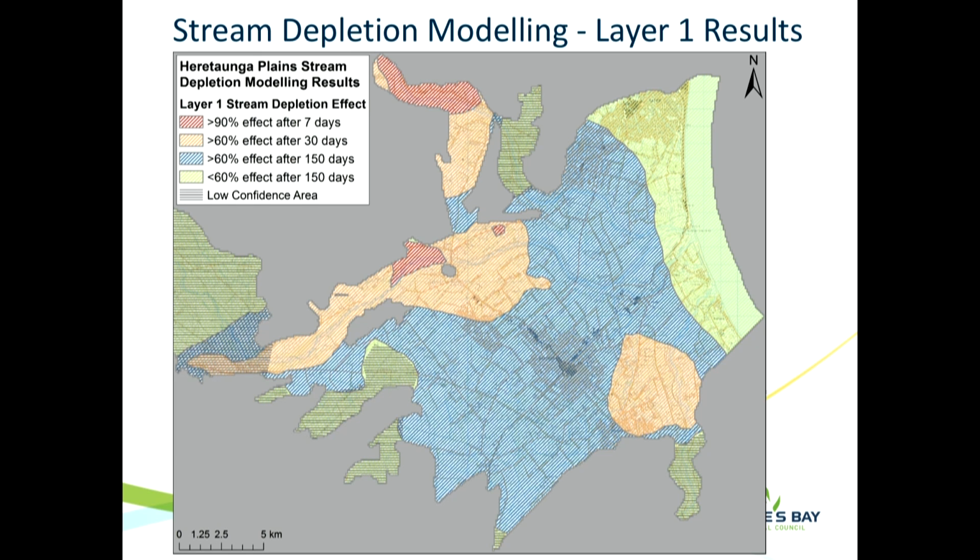And then following the Tuki Plan Change 6 framework, we decided to model 150 days of pumping, and anything that had more than a 60% stream depletion effect is within this blue area, pretty much all of the plains area. And under the Tuki plan change, all those takes would be restricted in terms of when the flows in rivers and streams drop below certain levels. So that would have a widespread effect across the plains. There's also these orange areas here, where after 30 days of pumping, more than 60% stream depletion effect is observed.